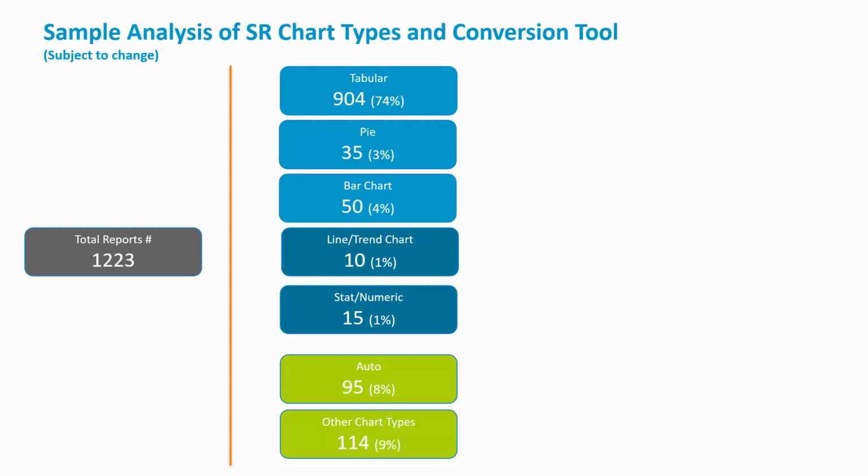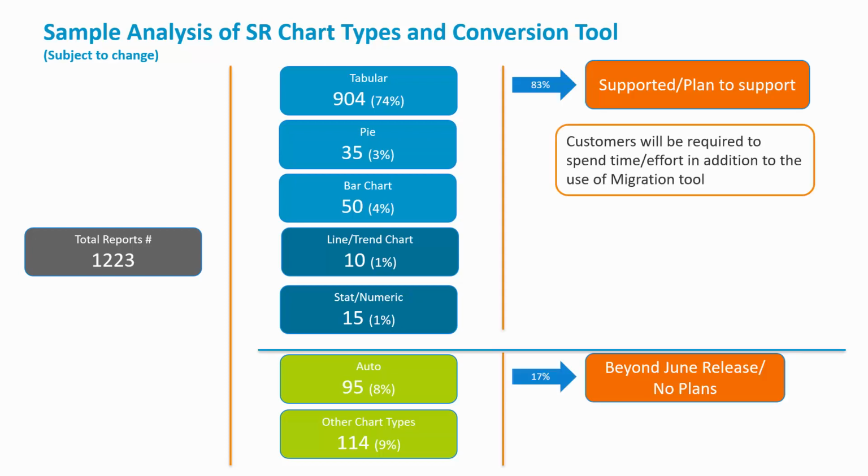For the sample customer scenario, we have seen that 83% of their reports can be migrated using the conversion tool. Now, this percentage will vary from customer to customer. Based on similar analysis for other customers, we have seen the conversion percentage vary between 70% to 95%. There is also a category of reports that will not get converted by the conversion tool. There are some chart types not available in Helix Dashboard or some chart types not supported by the conversion process as of yet. So these need to be manually migrated or converted.